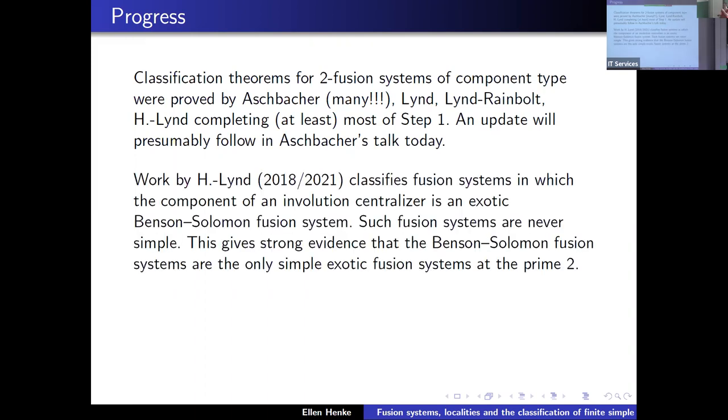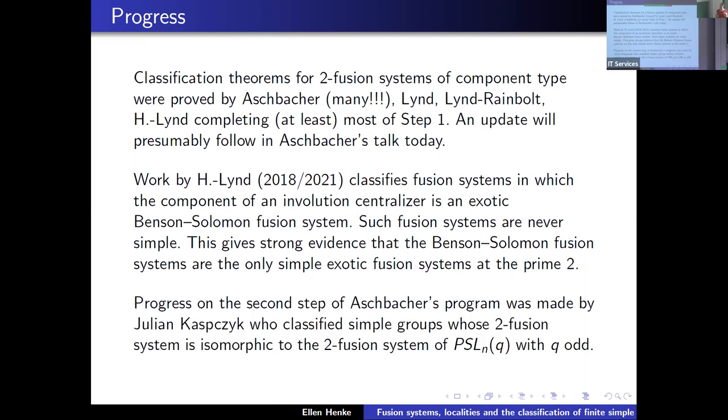I just want to say a little bit more about the work I've been involved in with Justin Lynd. What we do is we consider fusion systems where the centralizer of an involution has a component which is one of these exotic Benson-Solomon fusion systems. This is a particularly interesting case because it did not appear in that sense in the classification of finite simple groups. It was also a case where one perhaps could have hoped to find a new simple fusion system, but actually there wasn't any. So that now gives relatively strong evidence that the Benson-Solomon fusion systems are actually the only exotic fusion systems at the prime two.